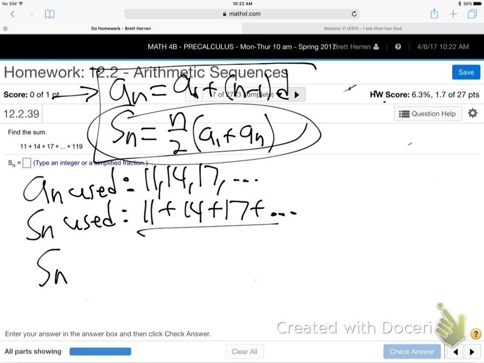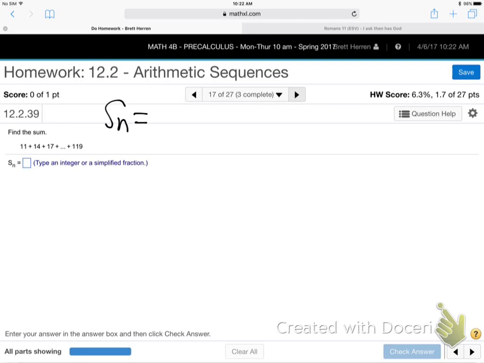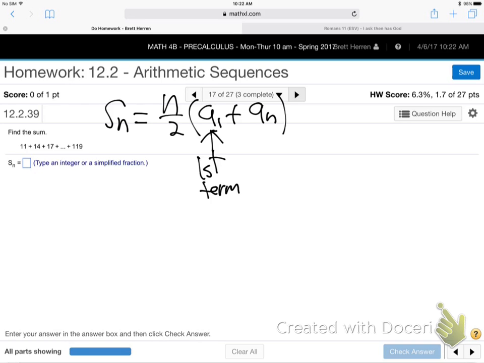Here we go. So S sub n is n over 2 (a1 plus an). In fact, let me go to a fresh screen because I want to write what everything is for you. So here we go again. S sub n is n over 2 (a1 plus an). Okay, now what are those? a1, remember what a1 means? First term, right? A sub 1, first term. A sub n, that's nth or last term. And n is the number of terms.